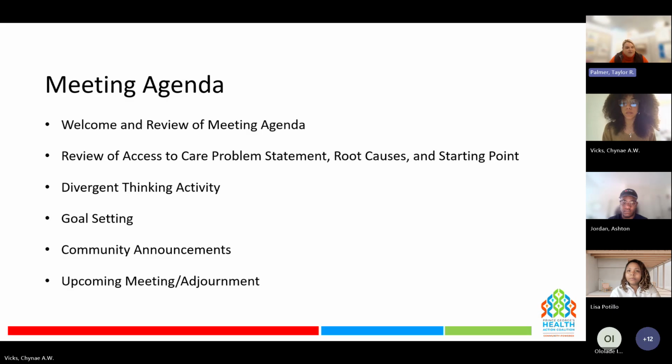Shanae also has a divergent thinking activity planned for us. We're also going to talk about some goals. You all know this process very well. Whenever we are going through a new community health improvement plan, we talk about our shared goals. And then, as usual, we are going to have our community announcements and wrap up so we can give you all the rest of your Thursday.